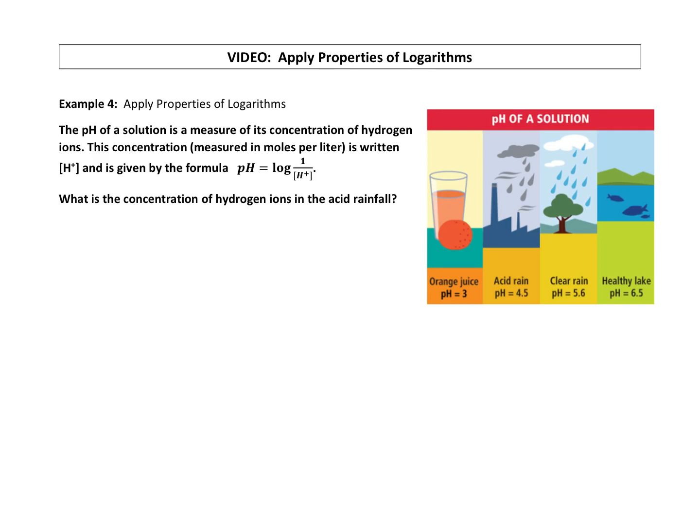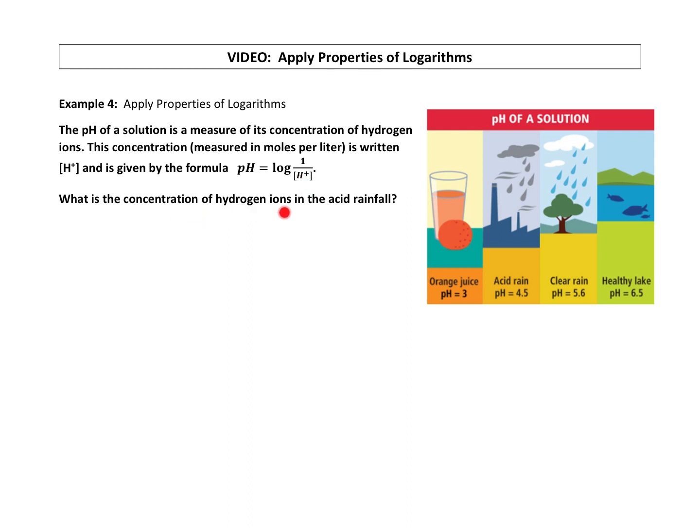All right, now that we saw our log properties, let's go ahead and apply those. The pH of a solution is a measure of its concentration of hydrogen ions. This concentration, measured in moles per liter, is written H plus and is given by the formula pH equals log of 1 divided by H plus.